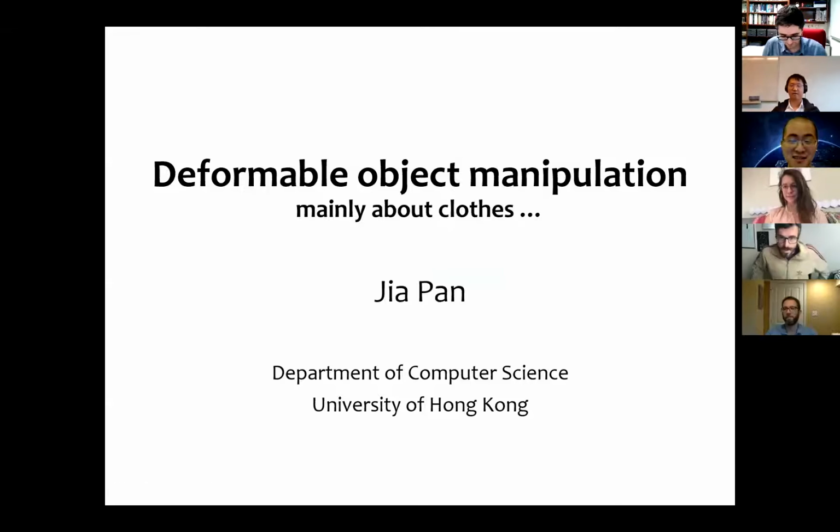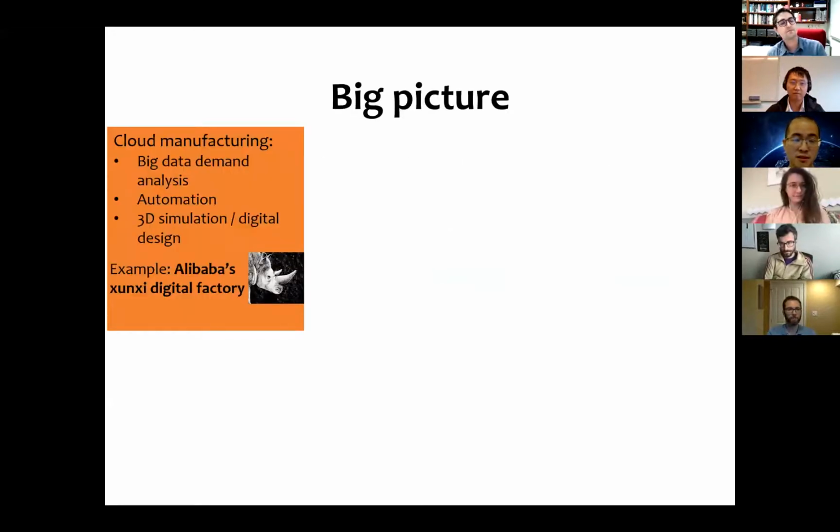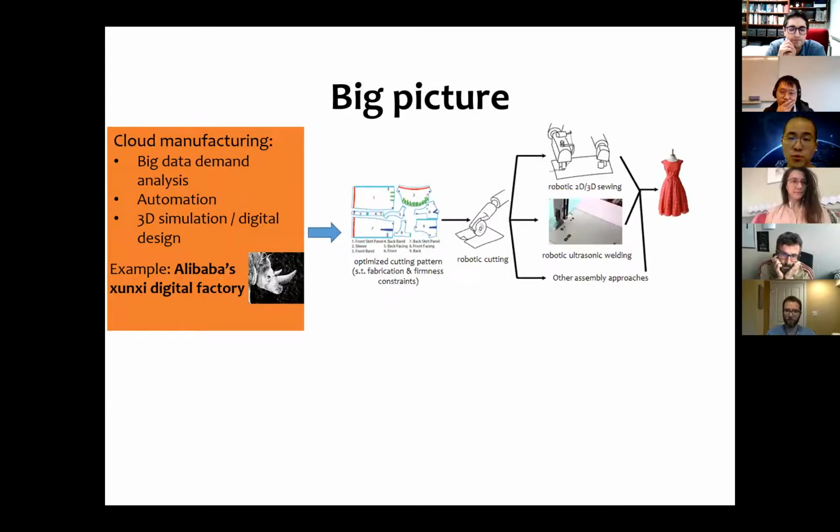Okay, so I also did some work on deformable object manipulation in recent years. Our interest is mainly clothes manufacturing. So this is the big picture. Recently there are many efforts in clothes manufacturing, like using big data to analyze demand, and then you can use traditional automation to fabricate the product. You can also use 3D simulation and digital design to help you design the product. For example, recently Alibaba unveiled the Rhinoceros digital factory. Our work is similar to what they are planning to do, but we will focus on the manufacturing.